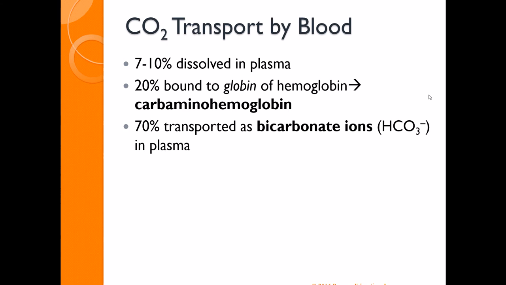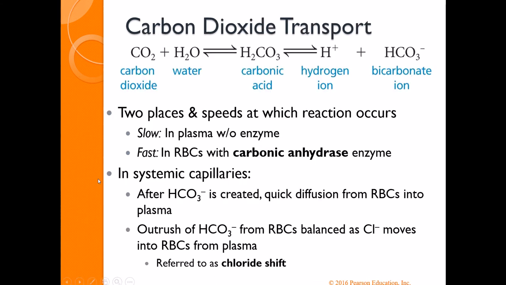So we have to look at the equation that results in bicarbonate ions. So CO2 is a byproduct of our aerobic respiration. Our bodies are a lot of water. So when carbon dioxide and water combine, they become carbonic acid. Well, carbonic acid dissociates very easily into hydrogen ions, which are acidic, and bicarbonate ions, which are basic.